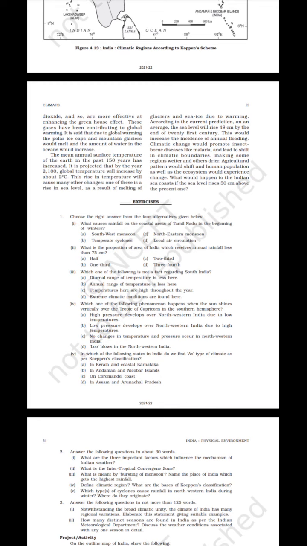In which of the following states in India do we find the Amw type of climate as per Köppen's classification? In Kerala and coastal Karnataka, in Andaman and Nicobar Islands, on Coromandel coast, in Assam and Arunachal Pradesh.